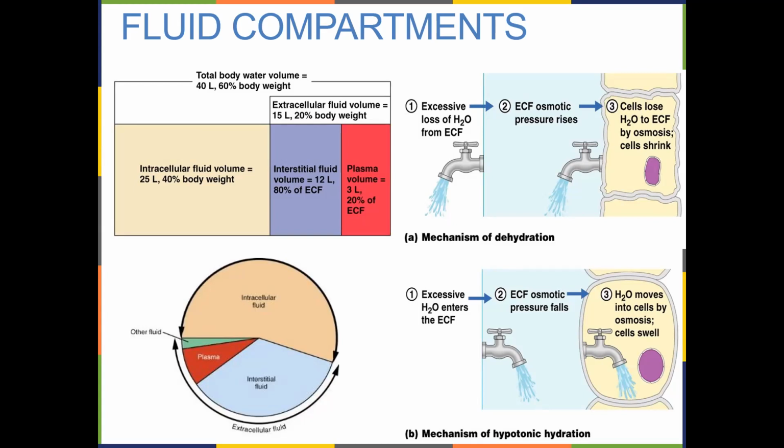Now, what about something called hypotonic hydration? With hypotonic hydration, it's just the opposite. We are drinking too much water. We take in more water than necessary. We dilute the plasma. We dilute the interstitial fluid. The salt concentration in our plasma becomes less because there's more water, not because we lost salt, but because now we have more water.